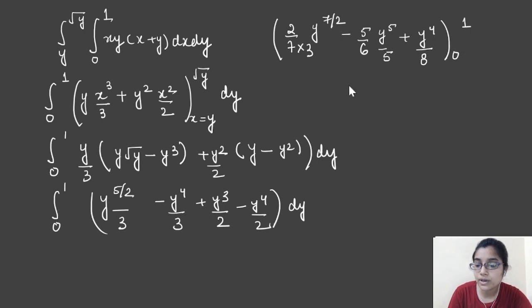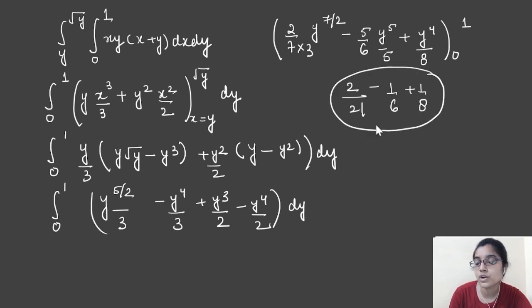So what we got over here is 2 by 21, minus here this 5 got cancelled out. So what we got is 1 by 6, and here we got 1 by 8. So now you can solve this and find out what is going to be the answer. So this is the final answer for this double integration.